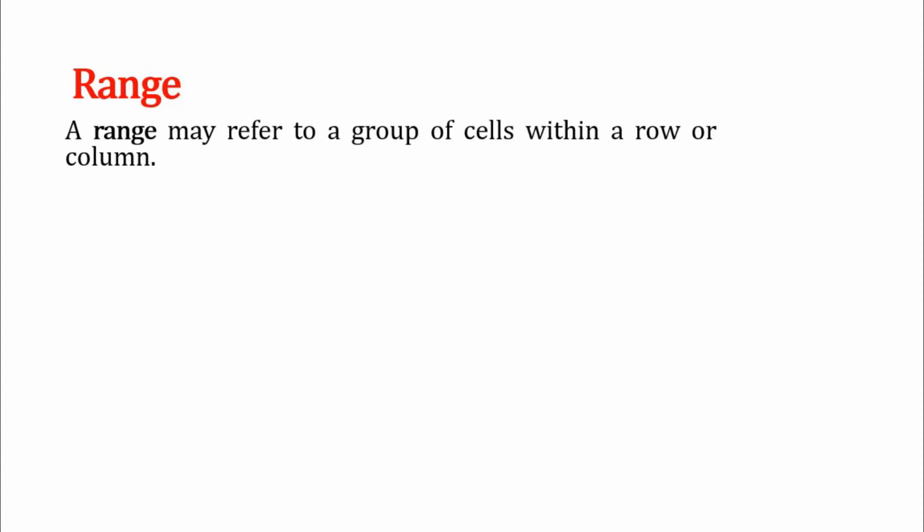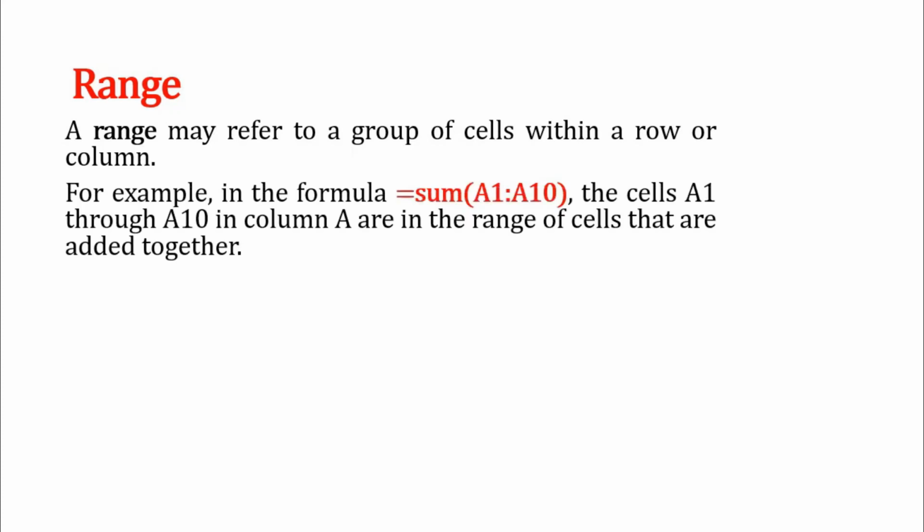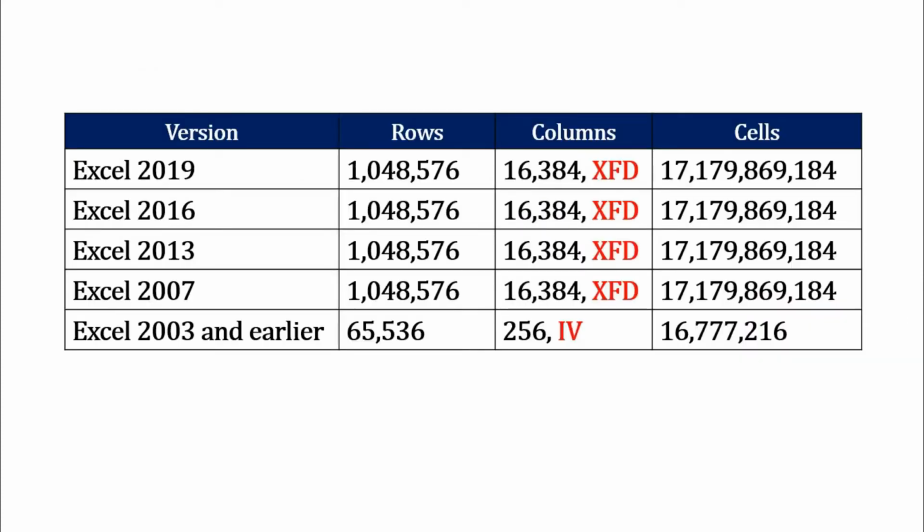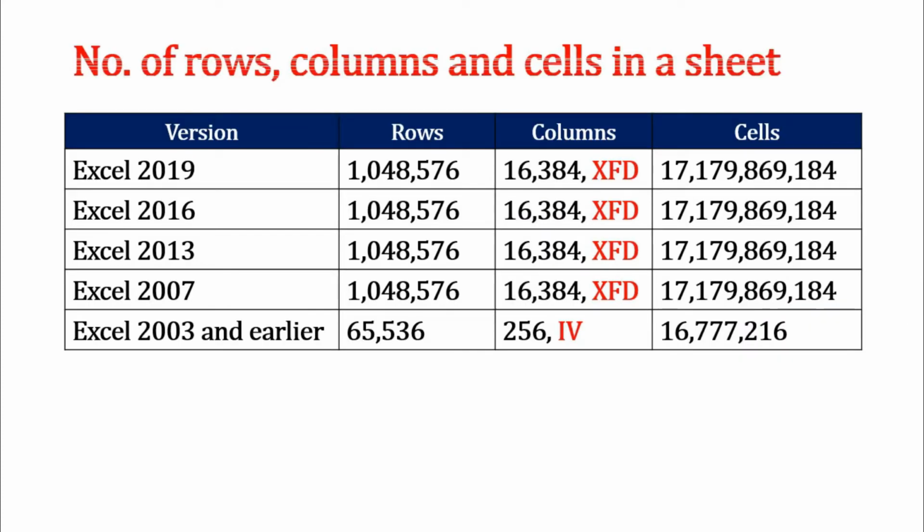A range may refer to a group of cells within a row or column. For example, in the formula equals sum of A1 to A10, the cells A1 through A10 in column A are in the range of cells that are added together. You can see a figure of range to the right. This figure shows the number of rows, columns, and cells in a sheet.